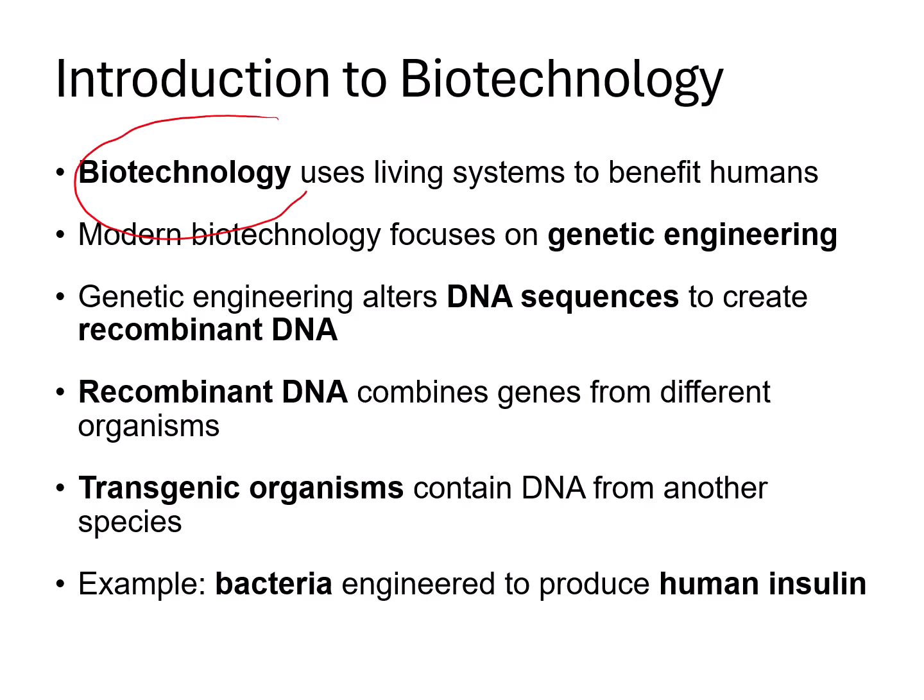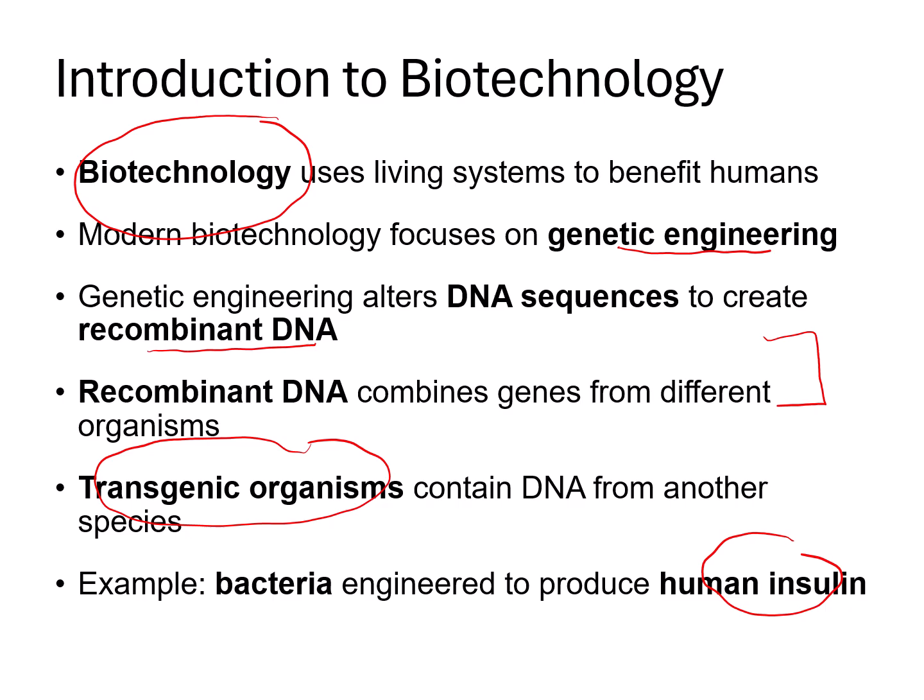What is biotechnology? Biotechnology is the use of living systems to benefit humans. And modern biotechnology focuses on genetic engineering. This means that we're changing DNA sequences to make recombinant DNA. Recombinant DNA is DNA that combines genes from different organisms. When that DNA is expressed in another species, we call that organism a transgenic organism. A classic example is E. coli that's been engineered to produce human insulin, replacing the older method that used pig insulin.